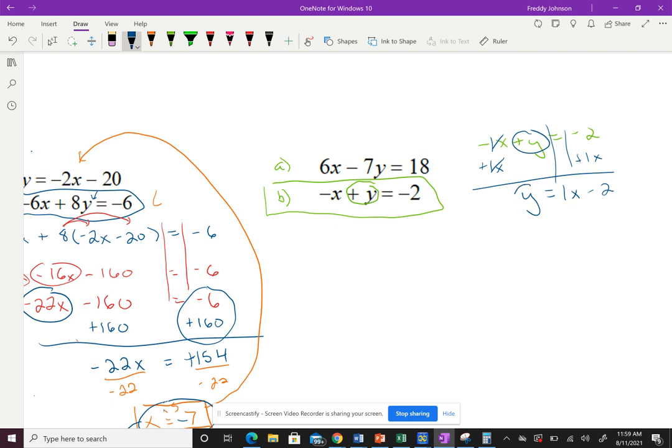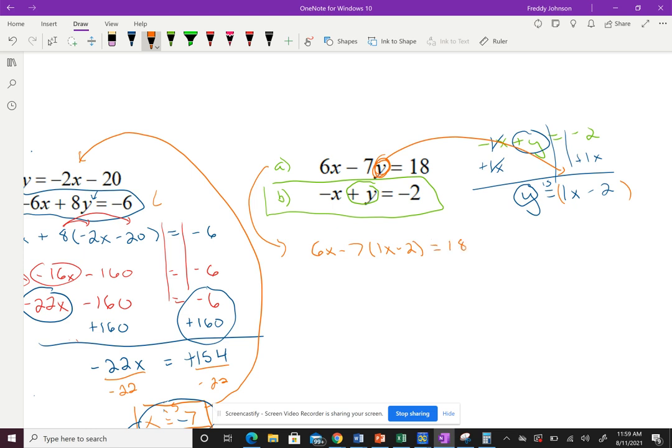Why do I do that? Because now I know that the y is by itself, so now I know what y is. Y is 1x minus 2. So if I use b to get my answer, then I must use a to plug it in. So now I'm going to go back to a, which is 6x minus 7y equals 18. But now instead of putting the y, I now know what y is. Y is 1x minus 2. So I'm going to plug in 1x minus 2 right there.